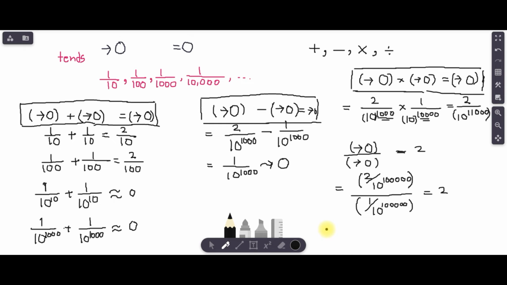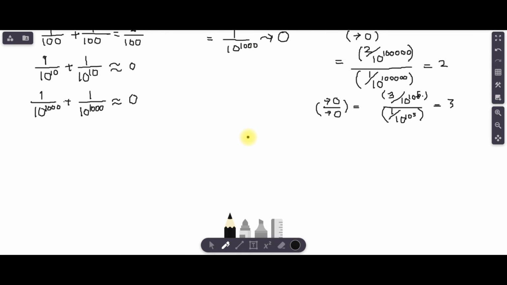Can the answer be 3? Yes, why not? If I choose 3 by 10 to the power 1 lakh, I put power 5, divided by 1 by 10 to the power 5. If both get cancelled, the answer is 3. So we got 2, we got 3. Let us check out other values.